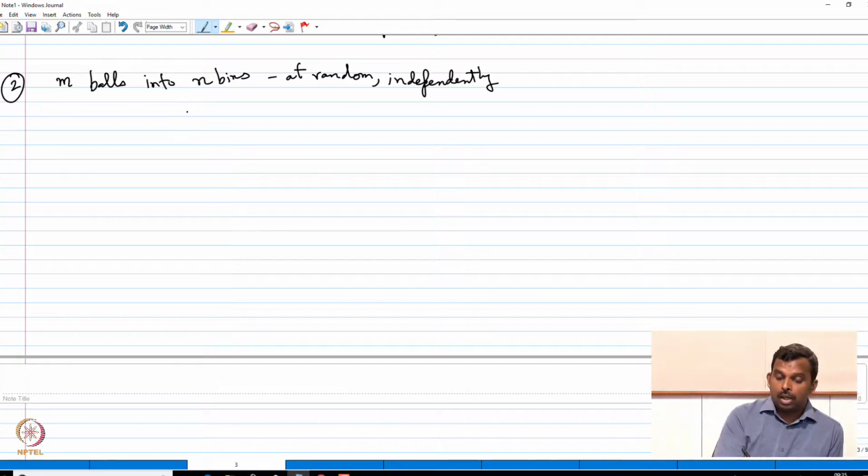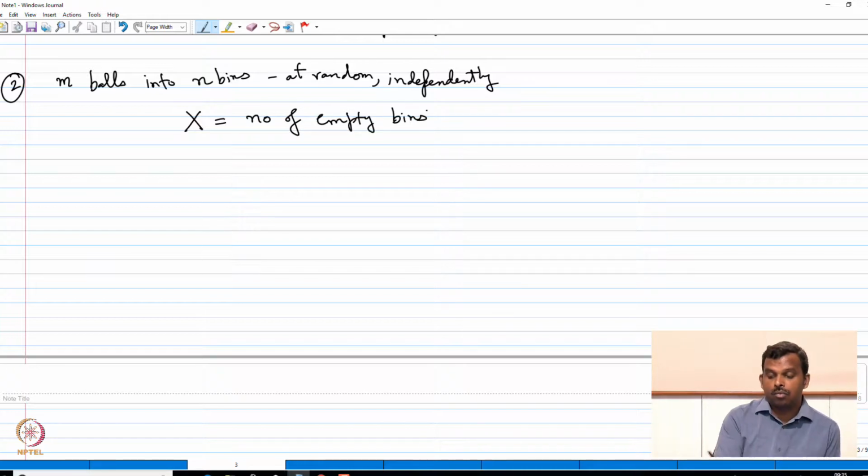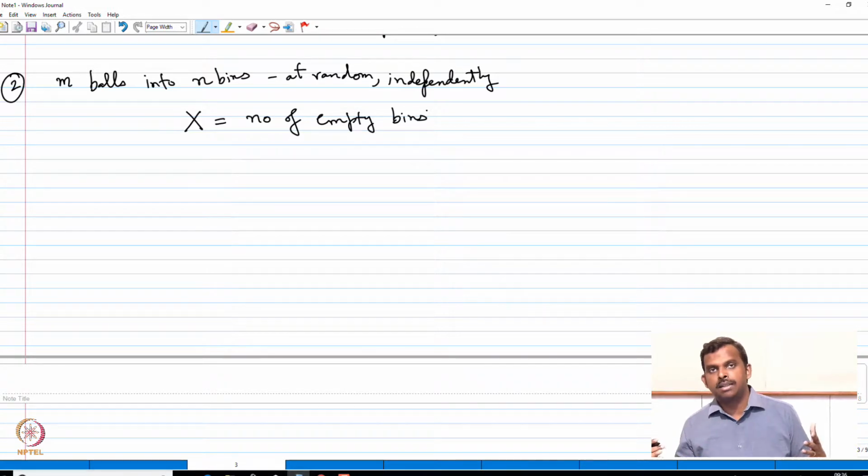Okay, so I'm going to define a random variable x as the number of empty bins. You throw all these balls into these bins, and finally you count up how many bins are empty, and that's your random variable x. It turns out this is not quite easy to study. There are maybe some extreme cases you can study a bit more easily, but nevertheless, this is a slightly difficult random variable to get your hands around.